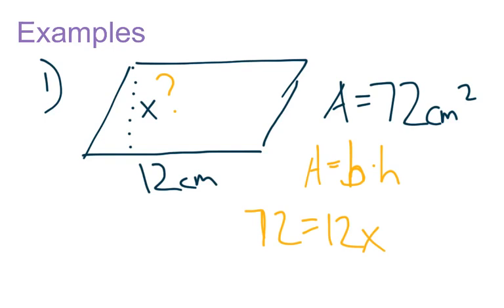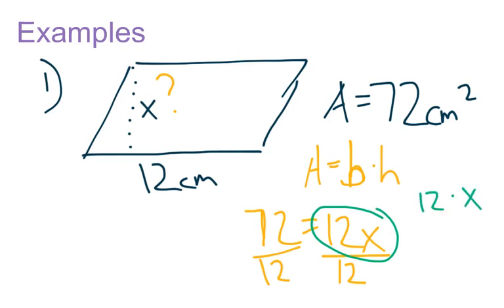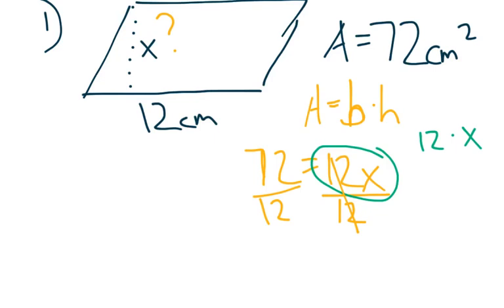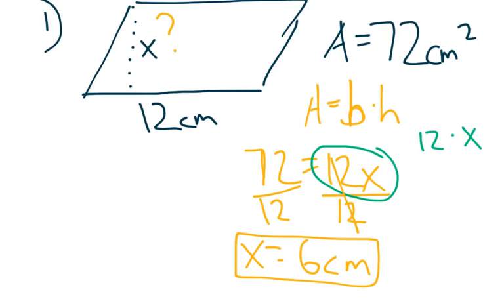Now here's where we have to draw back on our solving skills. We want to get x by itself, and in order to do that, we have to get rid of this 12. The relationship between the 12 and the x is 12 times x. So to undo that, we divide both sides by 12, and we end up getting x equals 6 centimeters. And that's the answer. I've got a couple more examples where we use different shapes and different formulas, but the same process. We plug in the numbers and we solve for the one unknown.